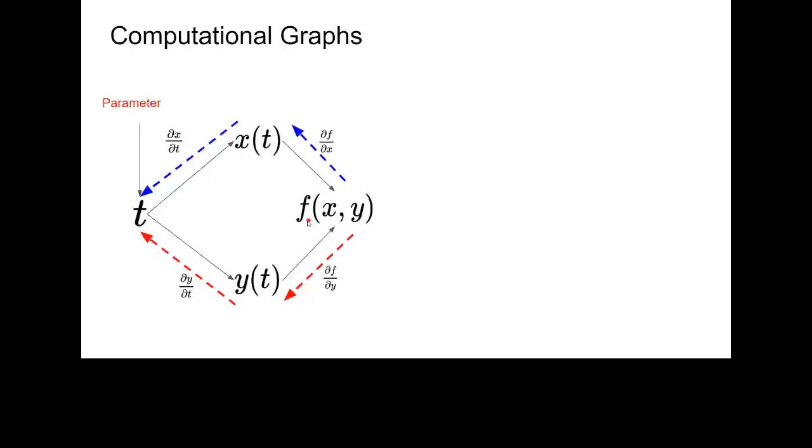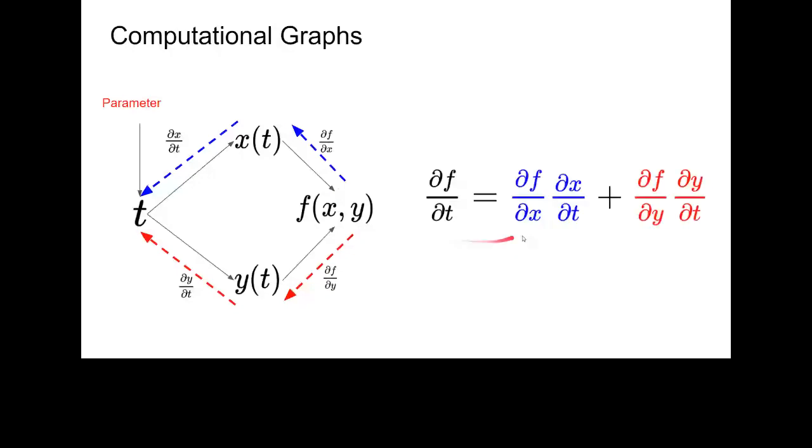So this gives you something like dou f by dou x, and then dou x by dou t, and then dou f by dou y, and then dou y by dou t. This is another path here. So what we do is identify all the paths from the output function to the input parameter, multiply the edge weights on each path, and then add all the paths. So this is how we calculate gradients. This term over here is basically the multiplication of all the gradients along the path.